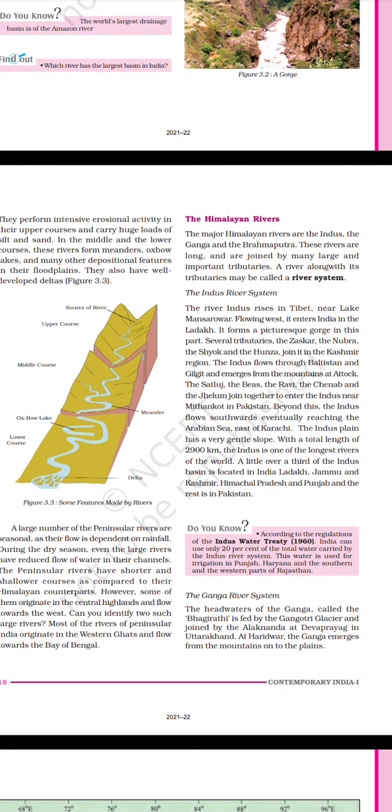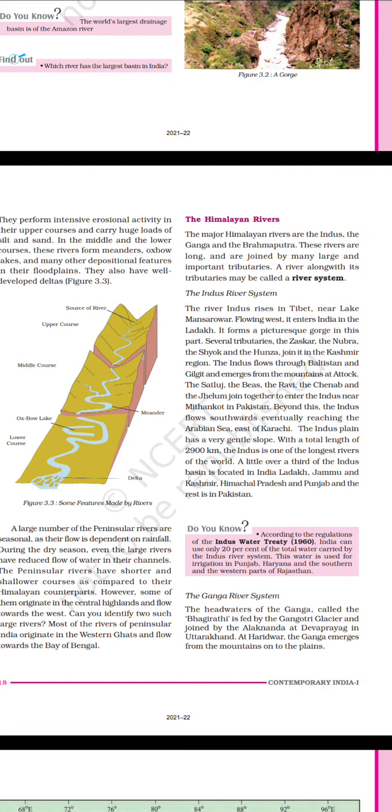Several tributaries, the Zaskar, the Nubra, the Shyok, and the Hunza, join it in the Kashmir region. The Indus flows through Baltistan and Gilgit and emerges from the mountains at Attock. The Satluj, the Beas, the Ravi, the Chenab, and the Jhelum join together to enter the Indus near Mithankot in Pakistan. Beyond this, the Indus flows southwards, eventually reaching the Arabian Sea east of Karachi.